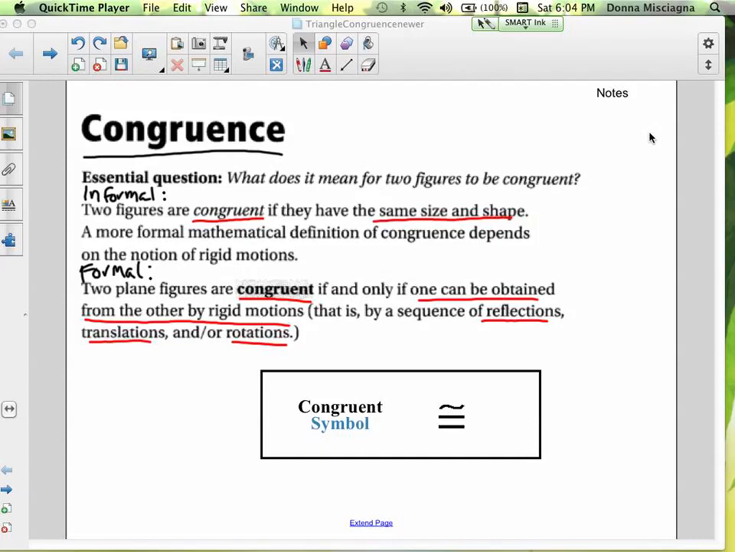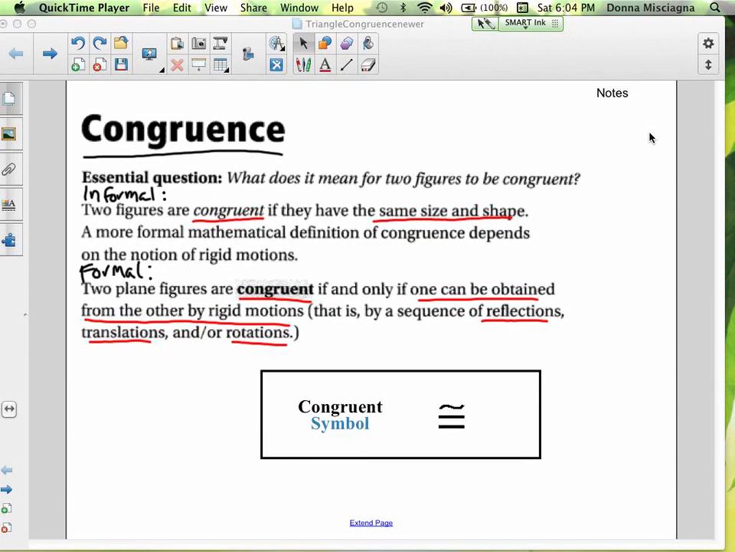Welcome. So now we're going to be learning about congruence. Right? And this lesson is called Congruence Transformations. This is in your notes. The formal definition is in your notes as well as the congruent symbol. So, our essential question: what does it mean for two figures to be congruent? Here's our informal definition.